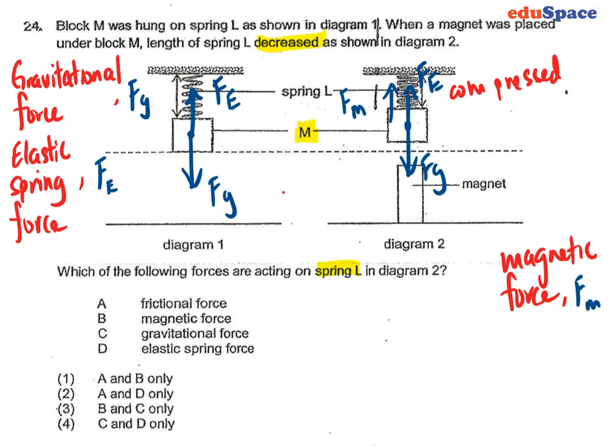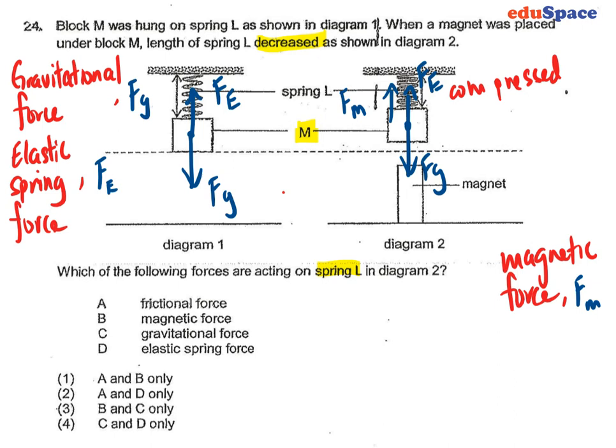In question 24, we have a question on forces, and what happens is a block with a spring attached. When we place a magnet beneath it, the length of the spring actually starts to shorten. So what has happened is, of course, there must be another additional force from the magnet causing the block M to actually move upwards. So this must be a magnetic repulsion force.